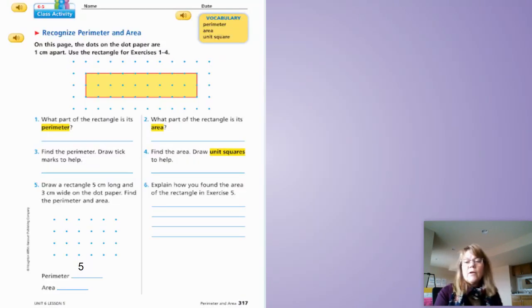All right, welcome back. Here we go. We're going to recognize the perimeter and area for squares and rectangles. We're going to use these objects. And before we start, you need to know a couple things.